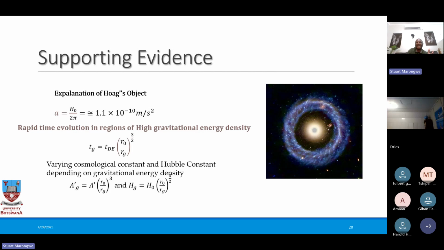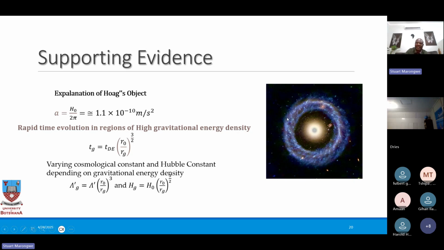And there's this mysterious galaxy called the Horseshoe object. It's like something from science fiction. No one knows how it has been formed. But if you include the Ricci soliton, it will model it. This is actually a picture of a Ricci soliton in principle.